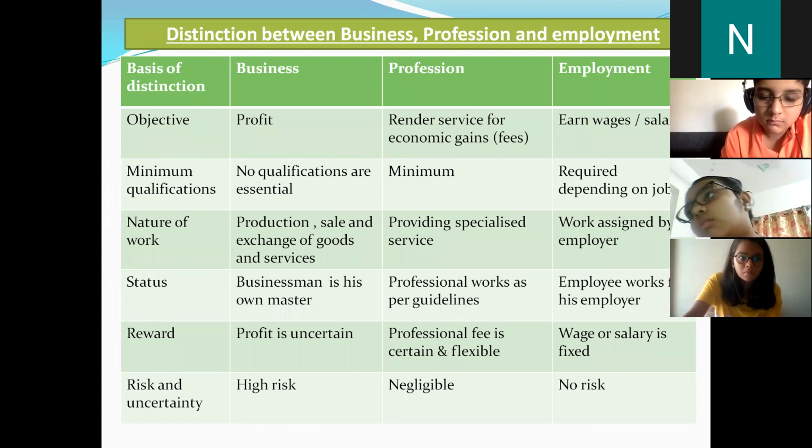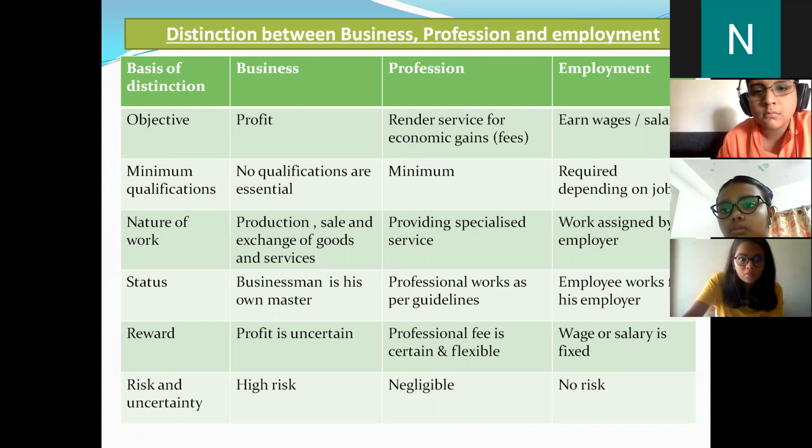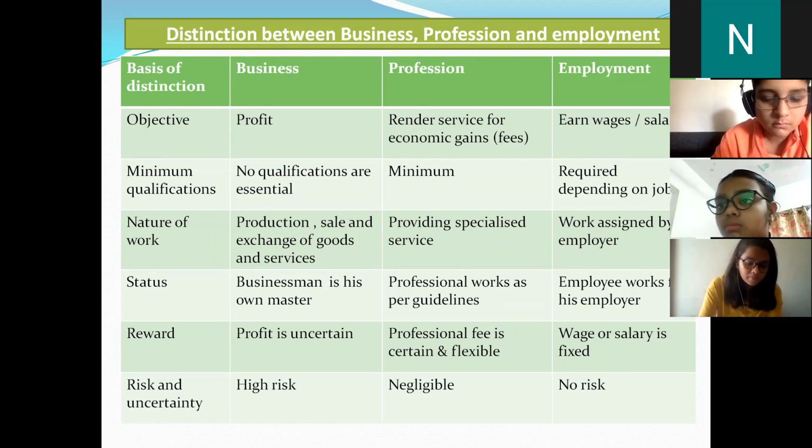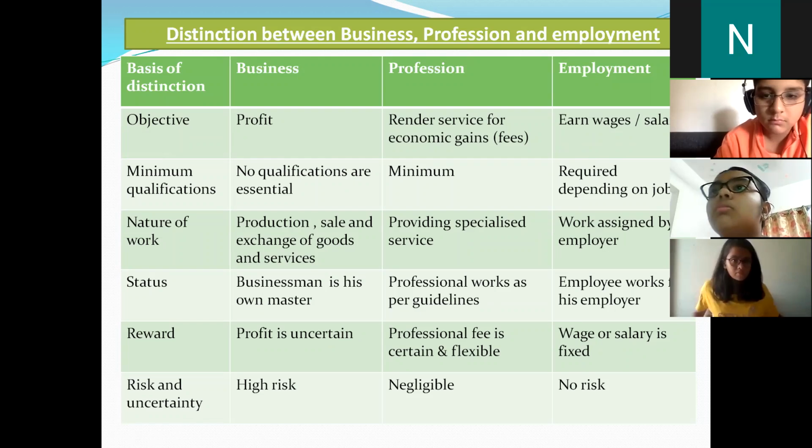The first one is the basis of distinction, objective. Just have a look here. Business, the main objective is to earn profit. In case of profession, the main objective is to render service for economic gains. Economic gains means in return, they will get fees for that. In case of an employment, the main objective is to earn wages or salary.